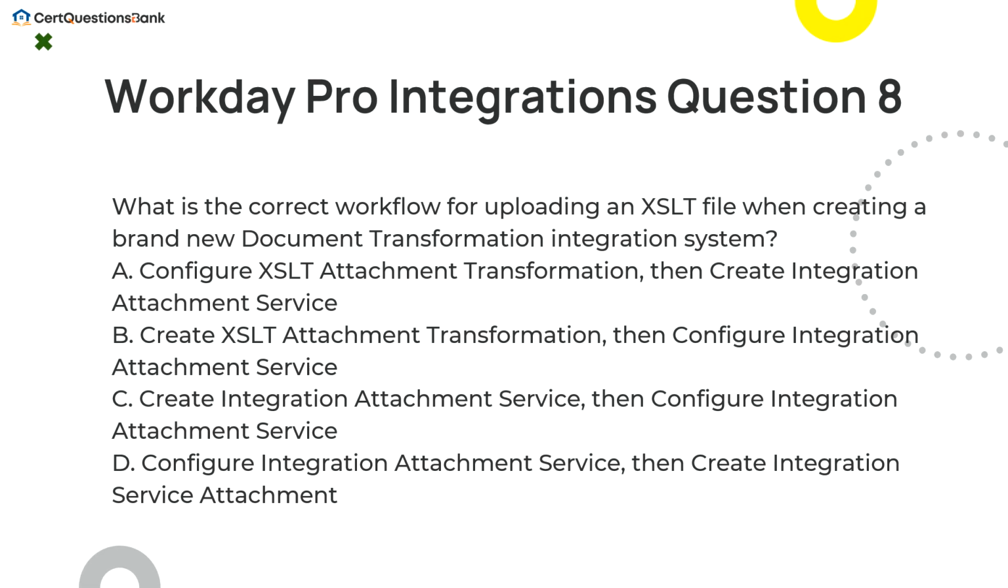What is the correct workflow for uploading an XSLT file when creating a brand new document transformation integration system? A. Configure XSLT attachment transformation. Then create integration attachment service. B. Create XSLT attachment transformation. Then configure integration attachment service. C. Create integration attachment service. Then configure integration attachment service. D. Configure integration attachment service. Then create integration service attachment.